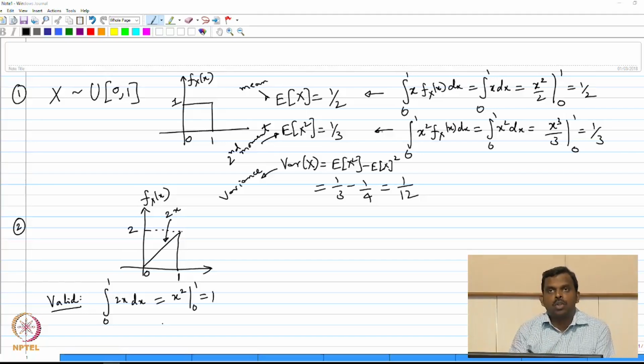So these kinds of problems are also quite standard. Given a PDF, how do you make sure it's valid? Okay, how do you check that it's valid? How do you find some constant so that it's valid? It basically has to integrate to 1, and it has to be non-negative.